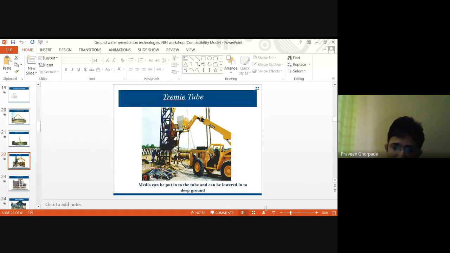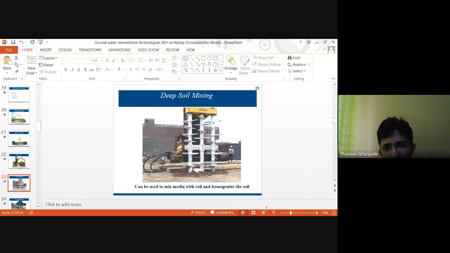You have to put in the media which I was discussing, the reactive media. When you want to put it into deep ground, you can use this type of device. Basically, this is a deep soil mixing device, where the reactive material can be mixed with the soil and made homogeneous in composition.